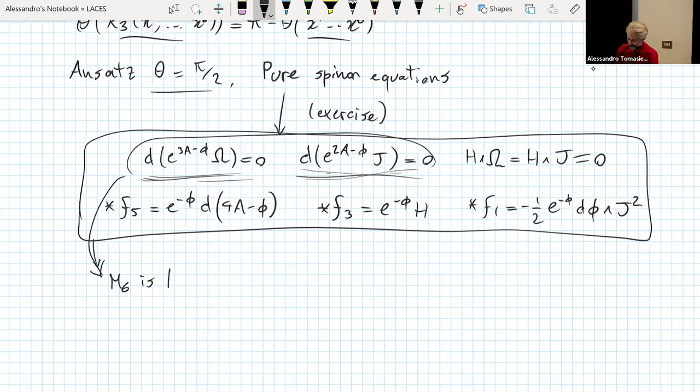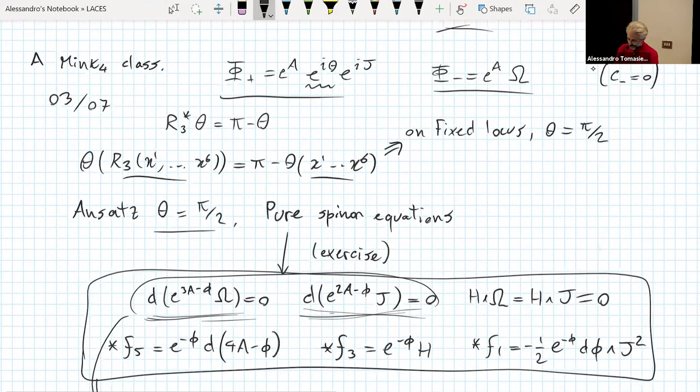Once again, with the rescaling. So precise about this. The ten-dimensional metric is e to the 2a. Ah, sorry. I mean Minkowski class, right? So let me underline it. Mu equals zero.